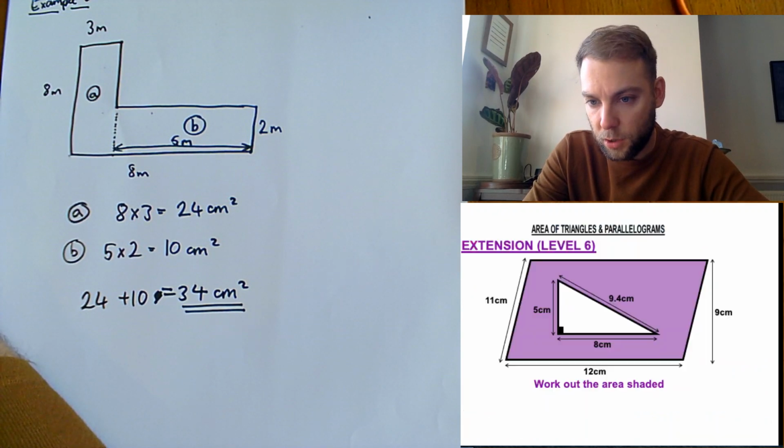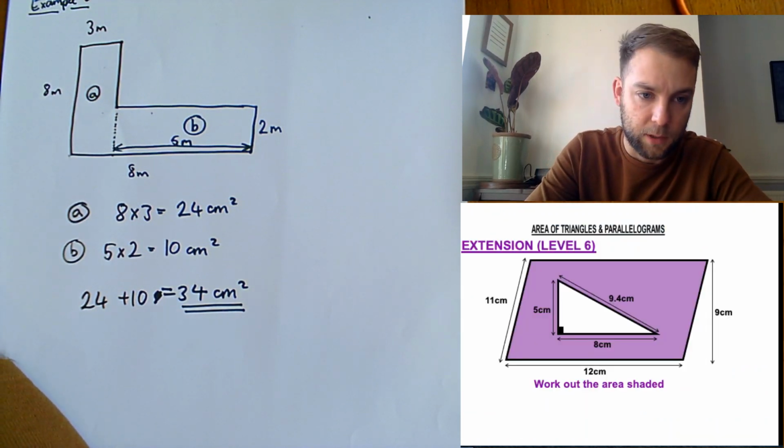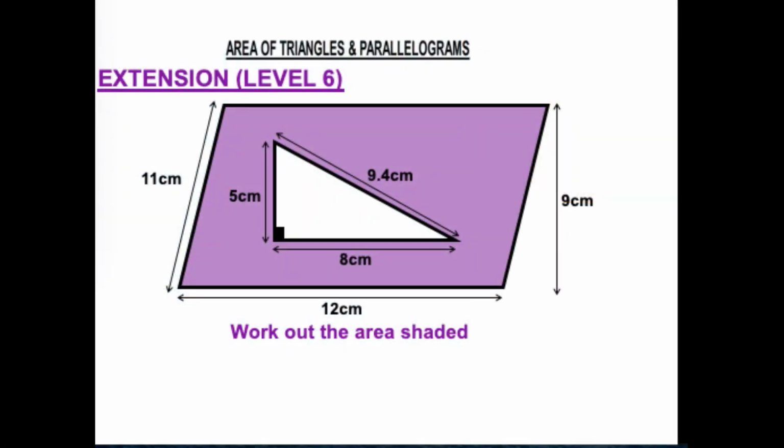So, we've got one more question to go through, and it's going to be this one here. I'm going to pop this one up for you. Now, this one here is another compound shape. But what we're looking for here is the purple shaded area. So what we've got to think about here, and get this one down, this is going to be example 7 in your book.